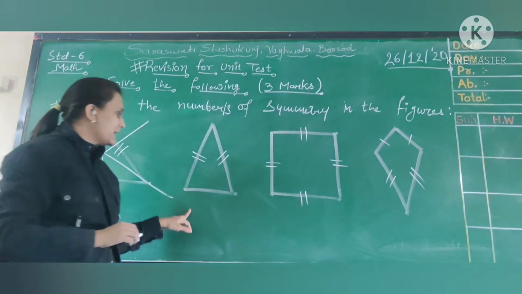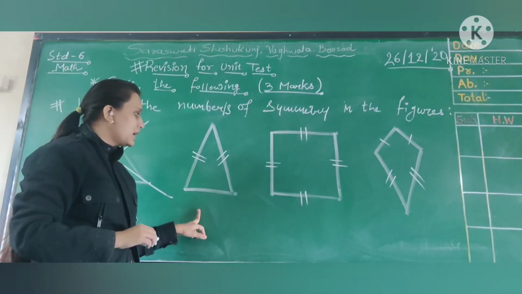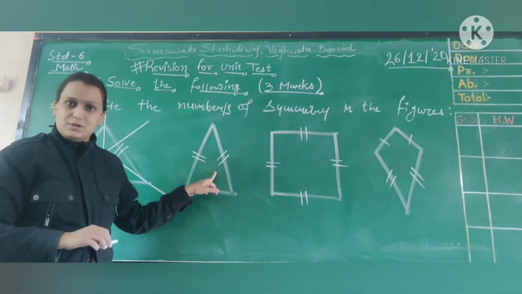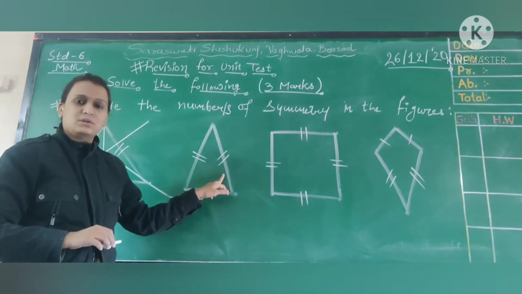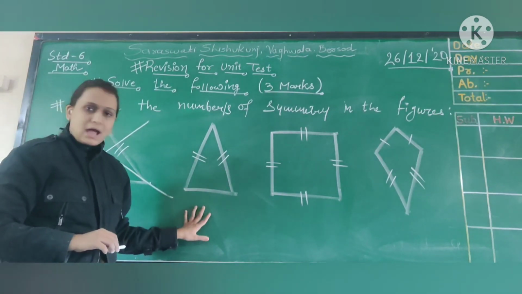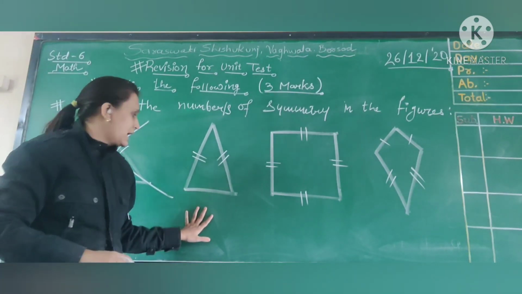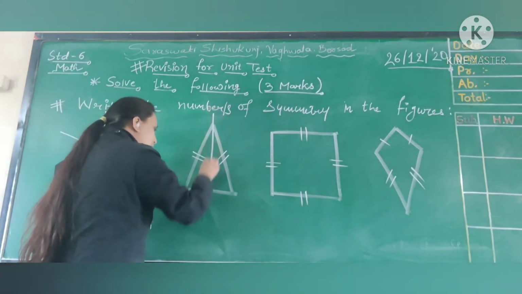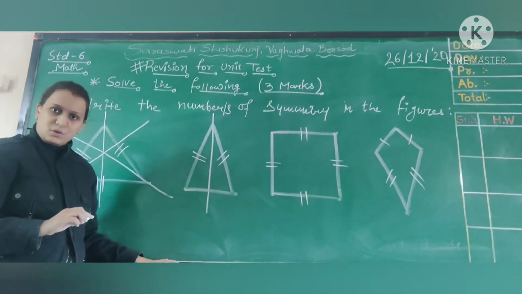Now in the second figure, again we have a triangle, but in this triangle you can see just two sides are equal. Two sides are equal means it is an isosceles triangle. So in an isosceles triangle we can draw only one line of symmetry.